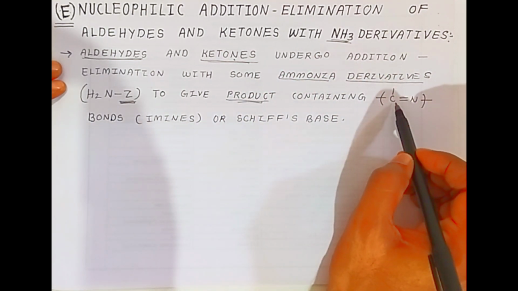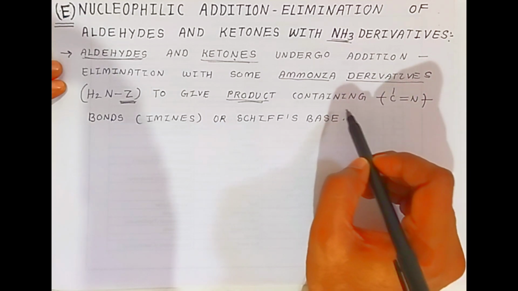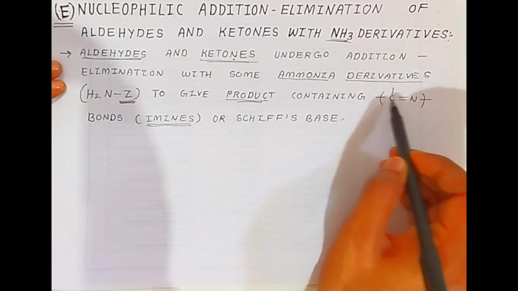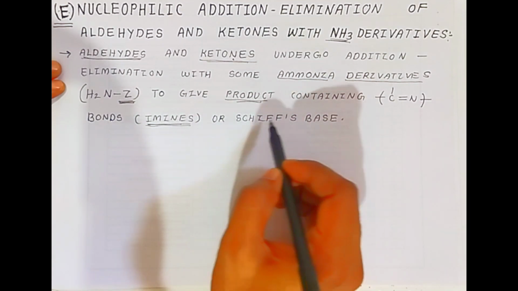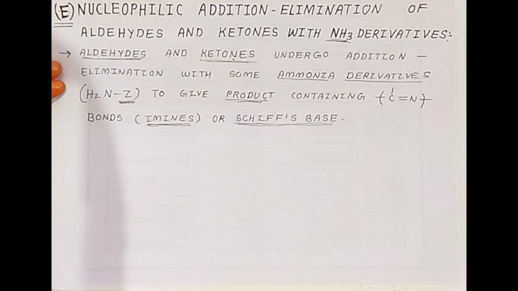The product has a double bond between carbon and nitrogen. A carbon-nitrogen double bond is called an imine. That is also called a Schiff base. There is a formation of Schiff bases. The product is a Schiff base.